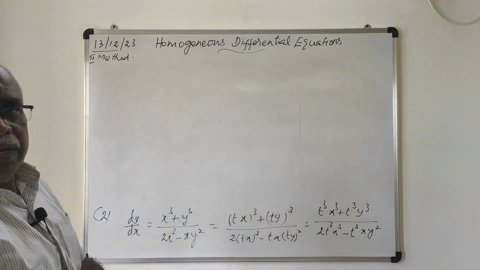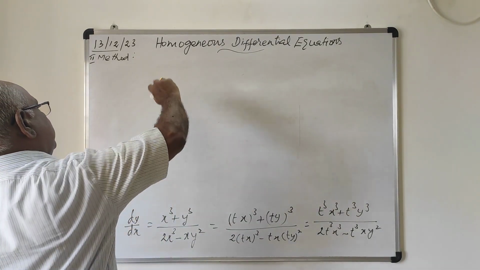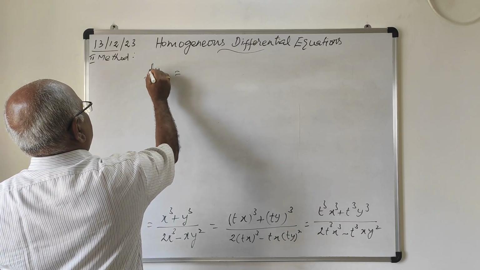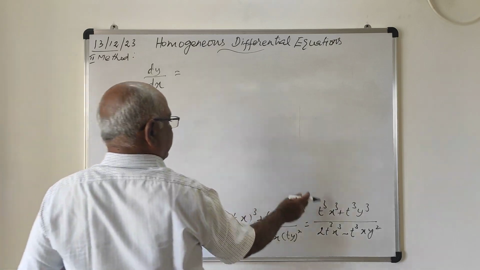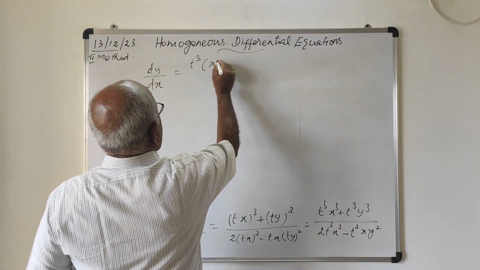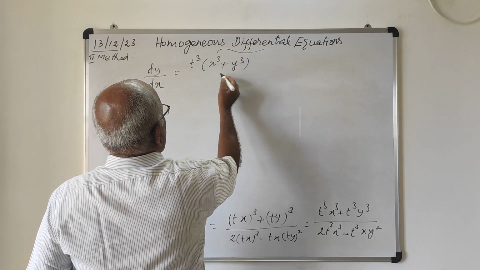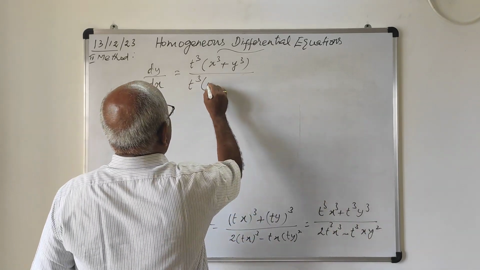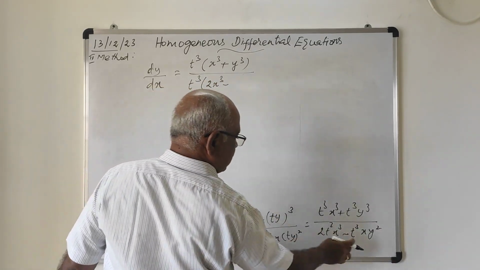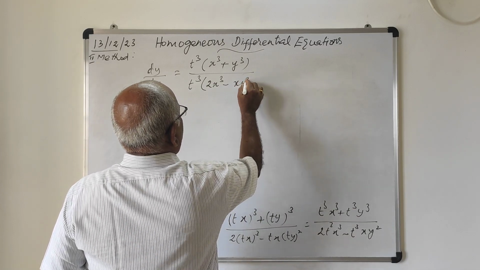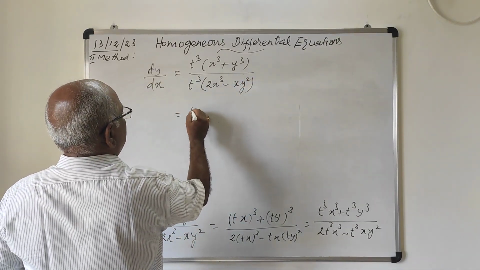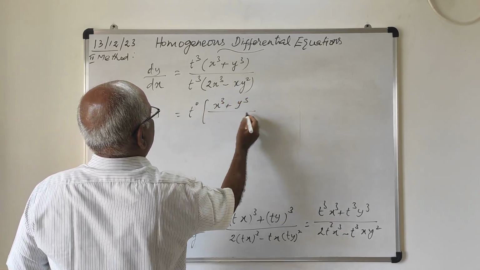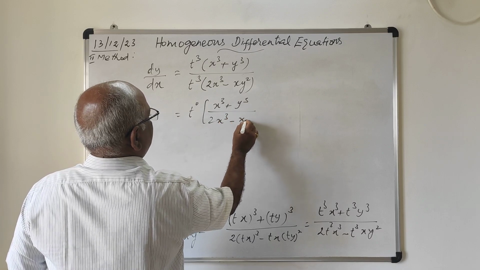So this topic is common for both the syllabus, for state board and CBSE. dy by dx equal to, you can take t cube in the numerator common, you will get x cube plus y cube by, denominator also you can take t cube common, 2x cube minus xy square. T cube by t cube is t power 0 into x cube plus y cube by 2x cube minus xy square.